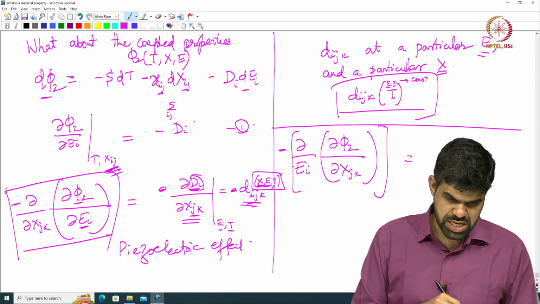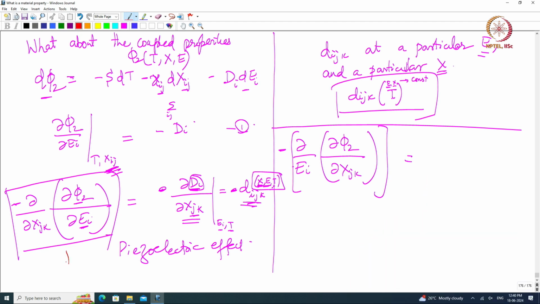Now, what is this quantity? So, again number 1 and number 2 are one and the same, 1 equal to 2, because phi is an analytic function. Okay. Now, if I do that, what is going to be the resultant? So, dou phi 2 by dou xjk, right. So, that is the strain that comes into picture, differentiated with respect to electric field applied in the i direction. Okay. So, minus of this, right.